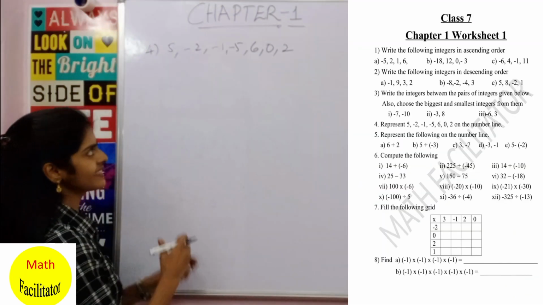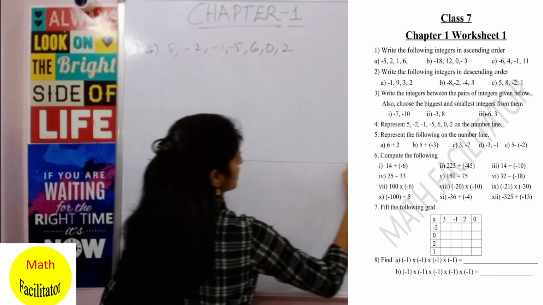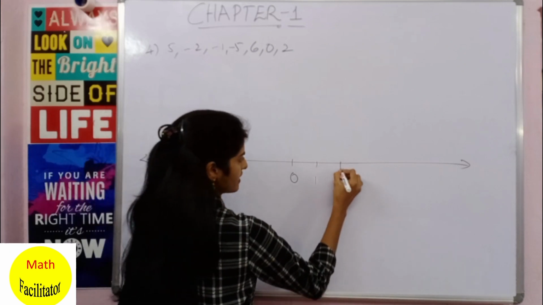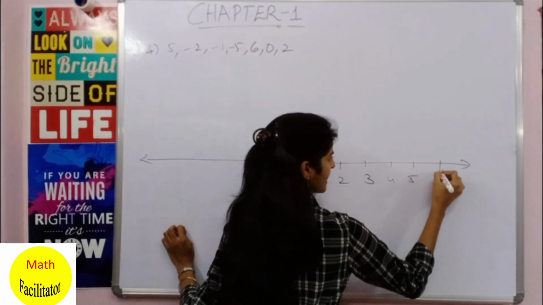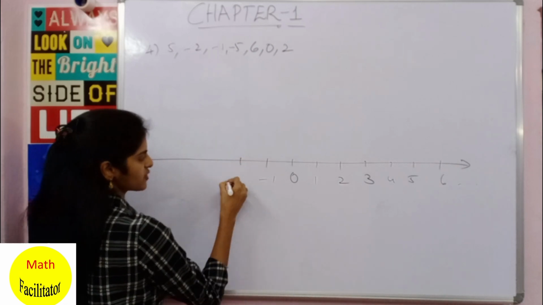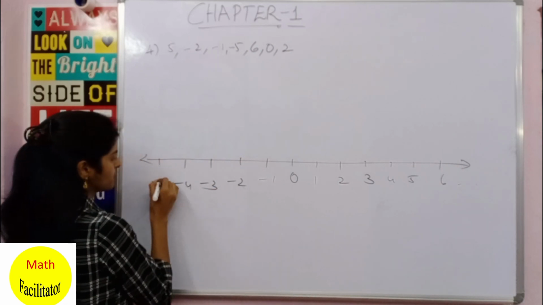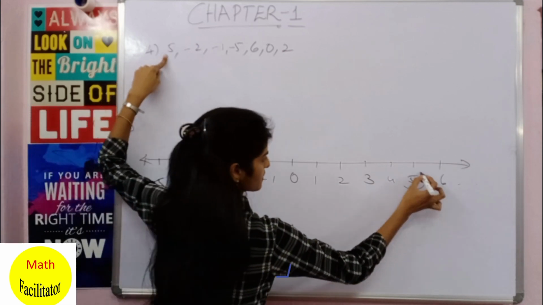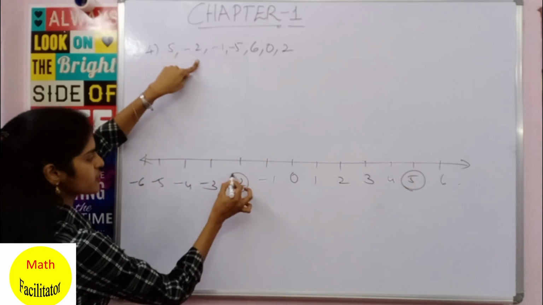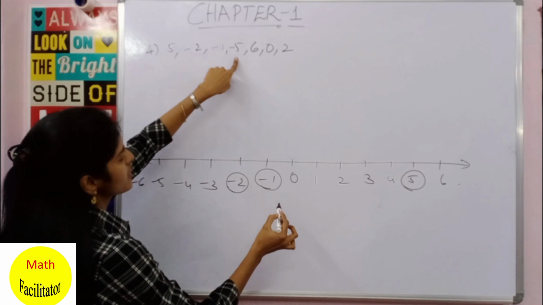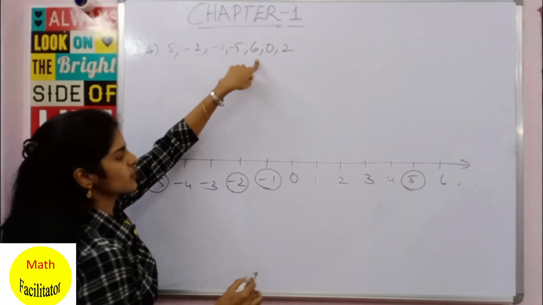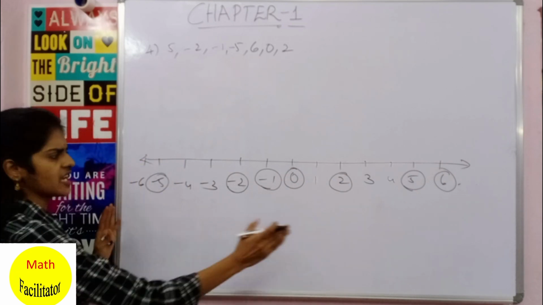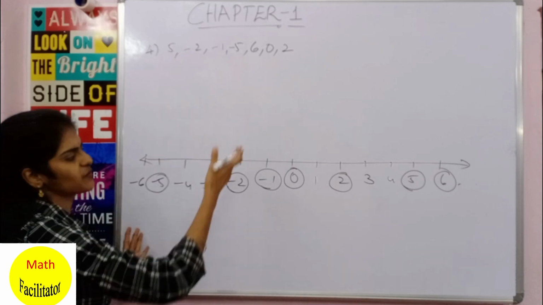Now you have to represent these numbers on the number line. Firstly let us draw the number line. So mark 0. Now this is 1, 2, 3, 4, 5, 6 and so on. So here you have minus 1, minus 2, minus 3, minus 4, minus 5, minus 6 and so on. Now where is 5? 5 is here. Now you have minus 2 here, minus 1 is here. So minus 5 is here. So 6 is here. Now this is 0 and you have 2 here. So simply draw the number line and you can easily identify these numbers on the number line.